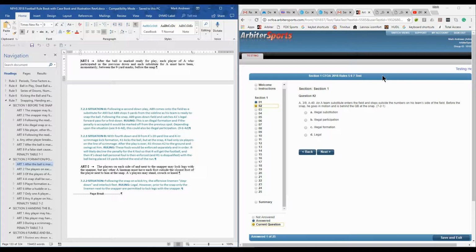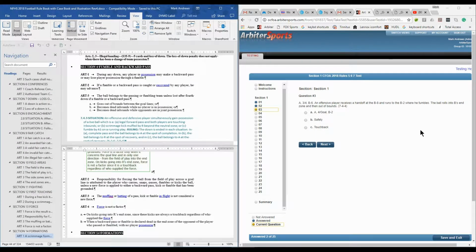And so this is a question regarding the requirement that on 7-2-1, after the ball is marked ready for play, each player of A who participated in a previous down and each substitute for A must have been momentarily between the 9-yard marks before the snap. So in this case, he starts out outside the 9-yard marks, where if he had stayed there, then we would have an illegal formation, which would be answer C. But because he goes in motion and at the snap he is behind the quarterback, this is legal.